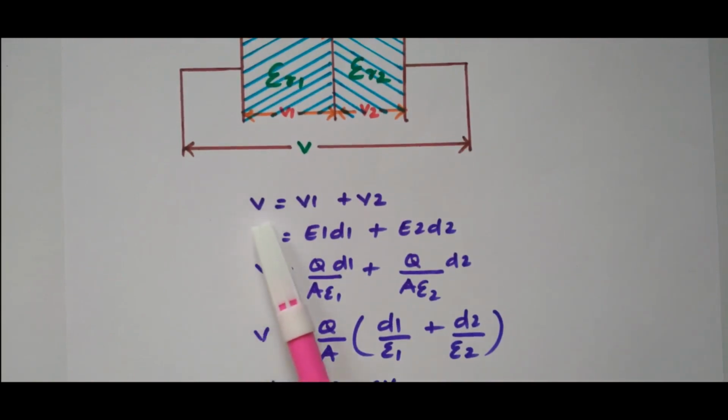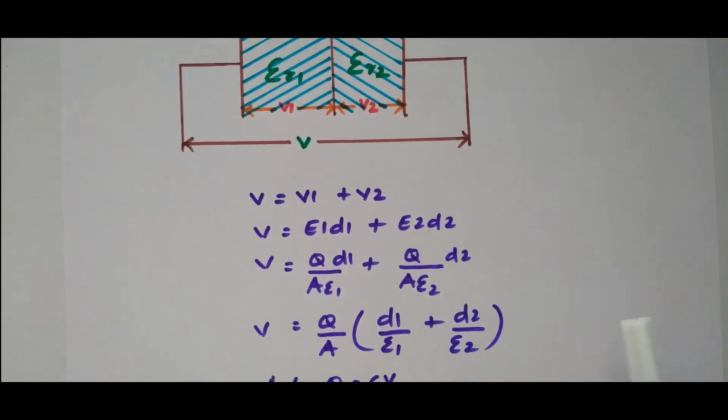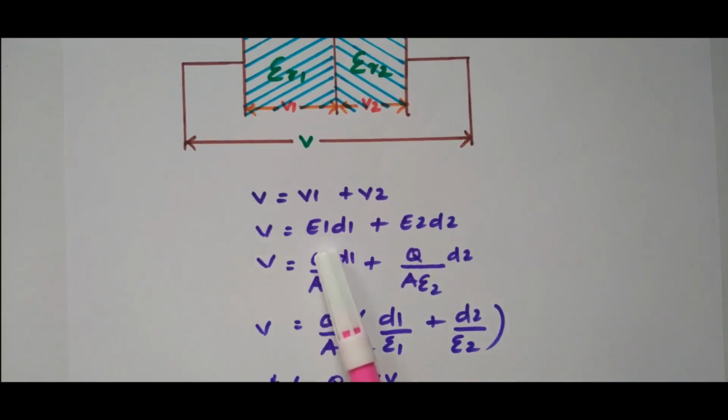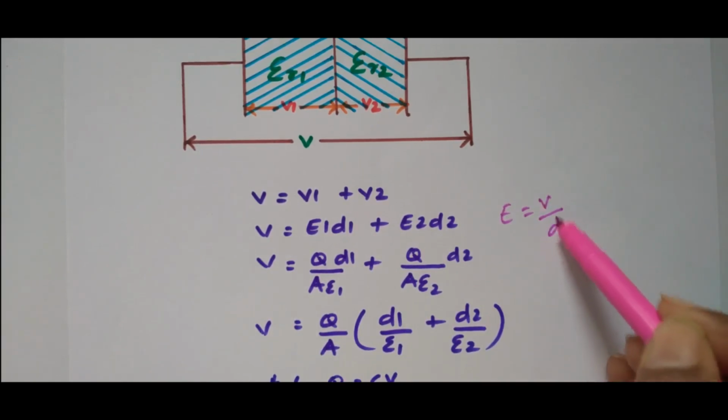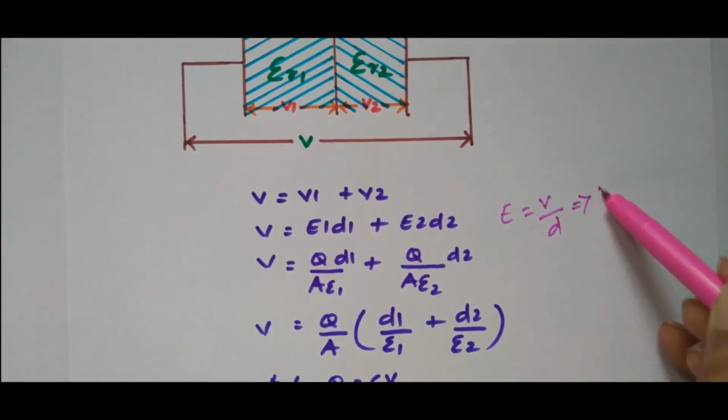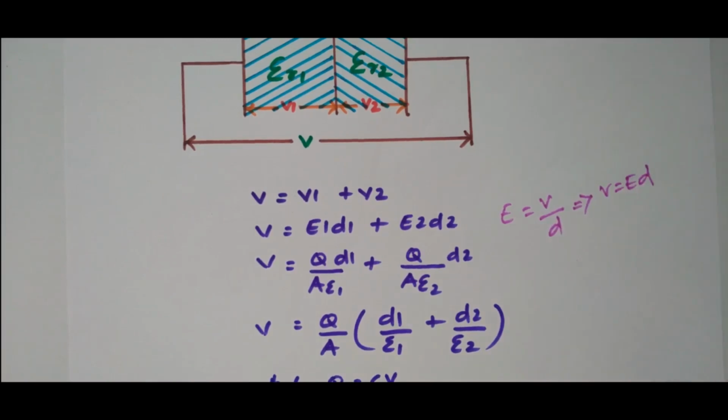The applied voltage V equal to V1 plus V2, the voltage across the first dielectric material plus the voltage across the second dielectric material. We know that E equal to V by D, so from that V can be written as E into D. So V equal to E1 D1 plus E2 D2.